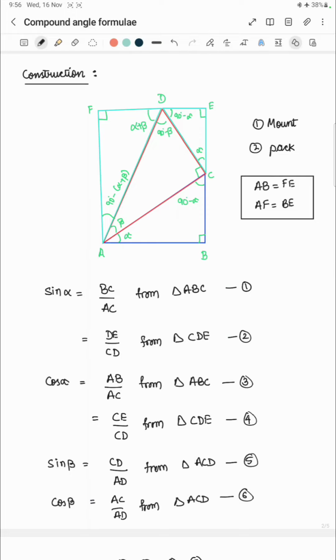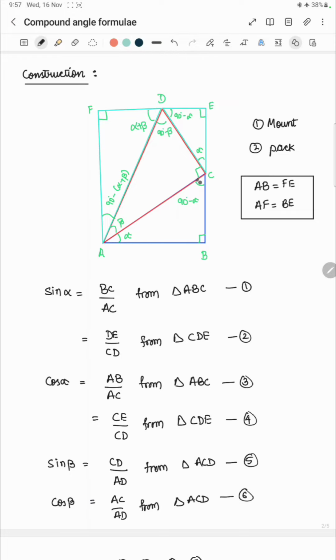The next step is called packing. In this next step, we'll place the triangle CDE. This also will be a right triangle, and if you look at the way we are constructing this, we are extending BC towards E, and then we are making a parallel line to AB. That would be DE. So DE is parallel to AB. That way we are getting another right triangle.